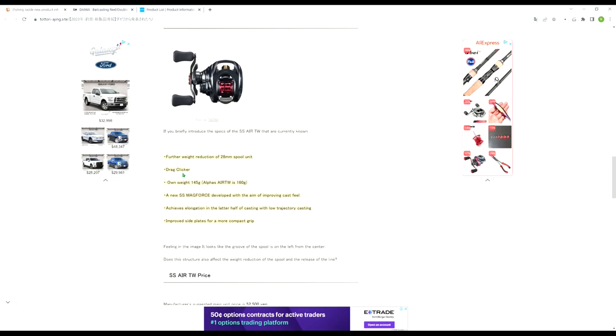Now the Alpha's Air did not have a drag clicker, but the Gekabijan did. And I'm not sure if the STEEZ Air has one or not, but it will come with a drag clicker. For all you guys who insist on your BFS reels having one of those, it's going to weigh 145 grams. And by comparison, the Alpha's is 160, so about half an ounce lighter. But it's not going to be able to compete with the ultralight Aldebaran BFS. So it's going to be probably around 5 ounces.